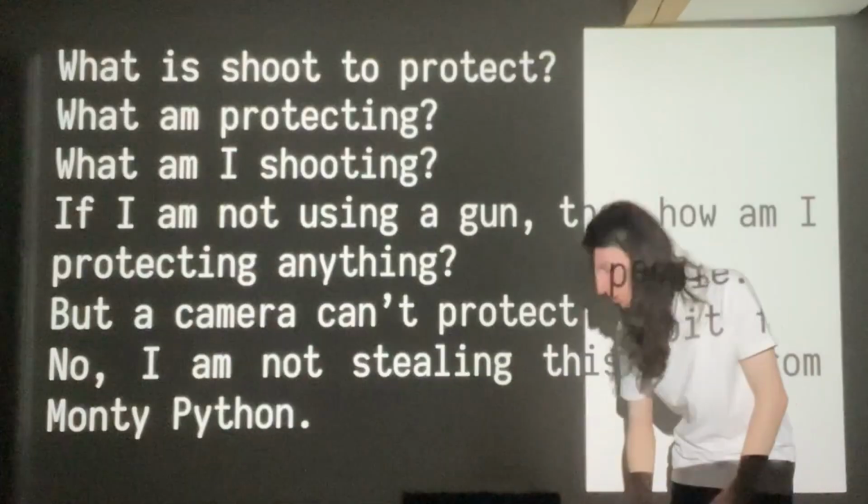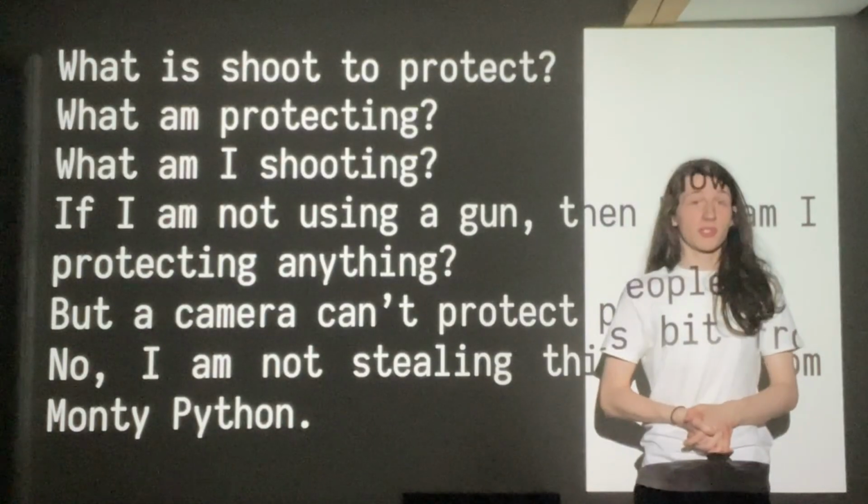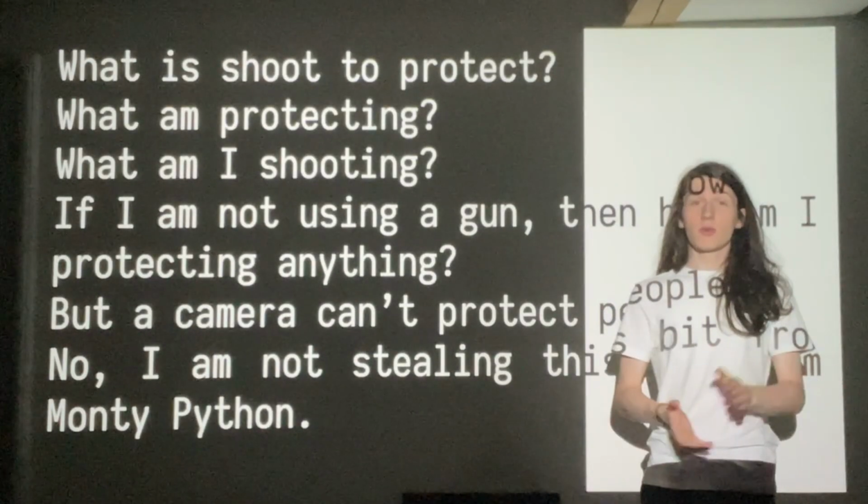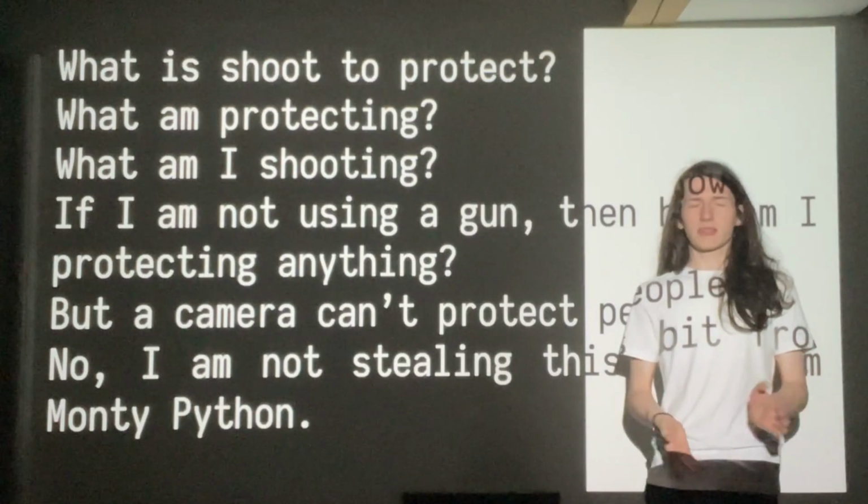So this ultimately leads us back to the question, because shooting and protecting, I think, has changed. So, what does it mean to shoot and protect? What is shooting? What are we shooting? What are we protecting?